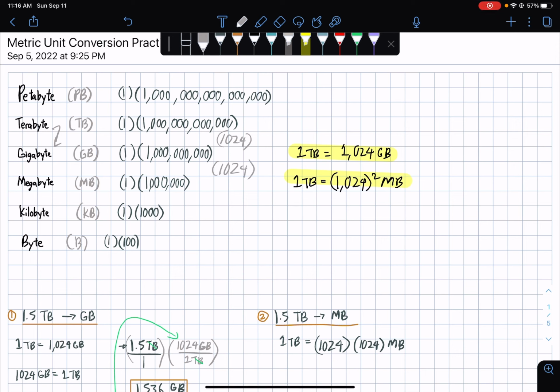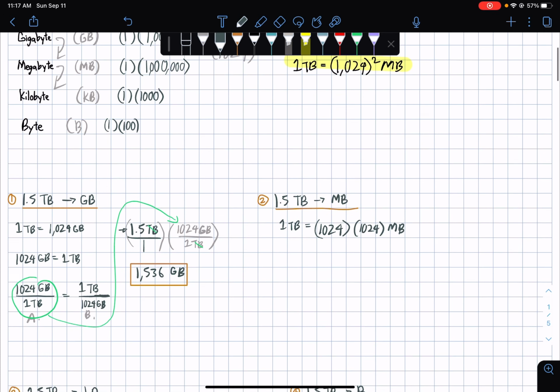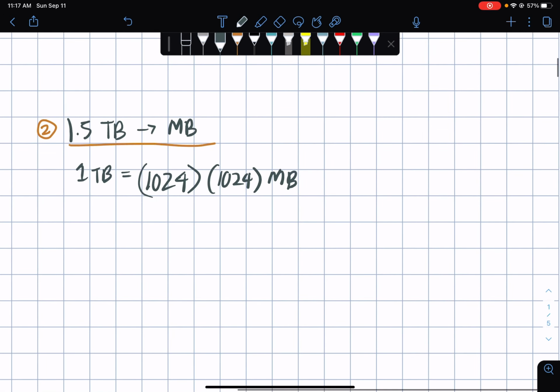So yeah, I hope you could understand the pattern here. From terabyte to gigabyte, 1 terabyte is 1024 gigabytes, and 1 terabyte is equal to 1024 raised to 2 megabytes. And if it's kilobyte, it might be 1024 raised to 3, and if it's byte, raised to 4. I hope you understand the sequence. Alright, let's go back to number 2.